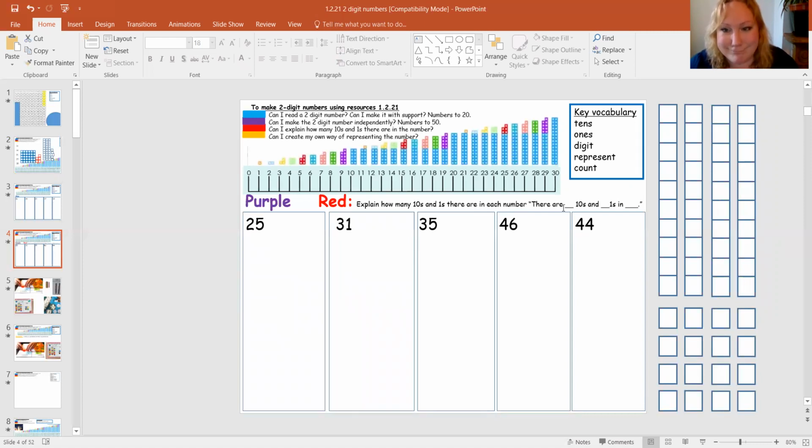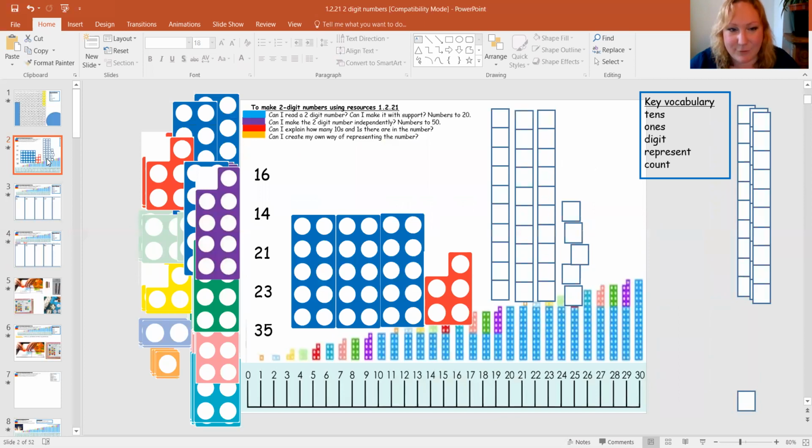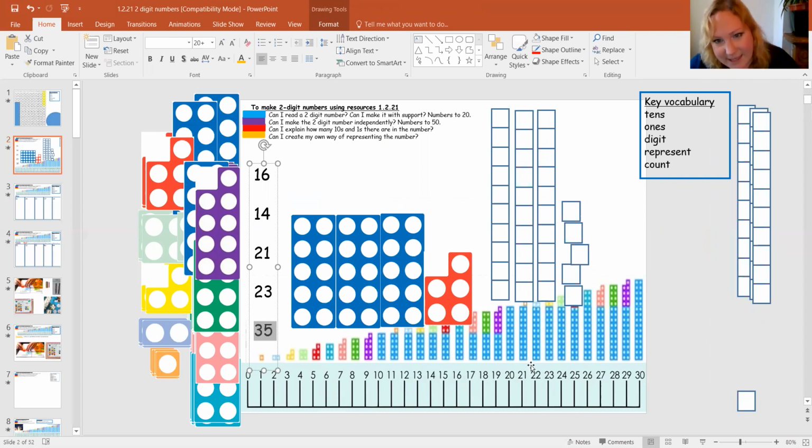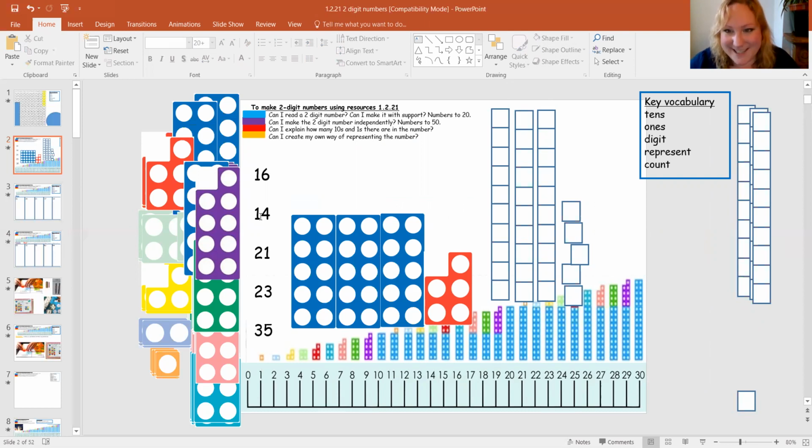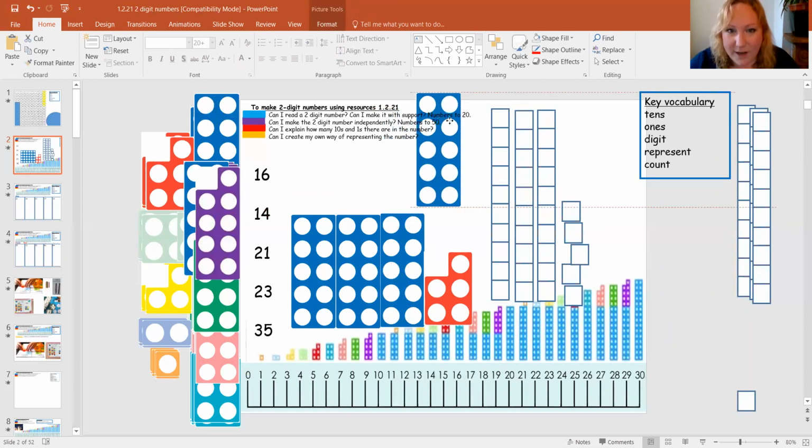There are 10s and 1s in each number. Let's see if I can do that from these. I kind of did it as I was going along, but from this one, from 35, there are 3 10s and 5 1s in 35. I really proved it. Here, we've got 3 10s and 5 1s in 35. When I did 14, there was 1 10 and 4 1s in 14.